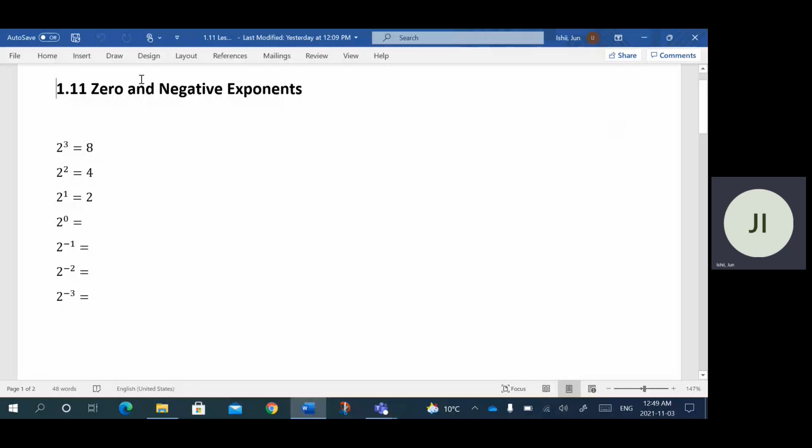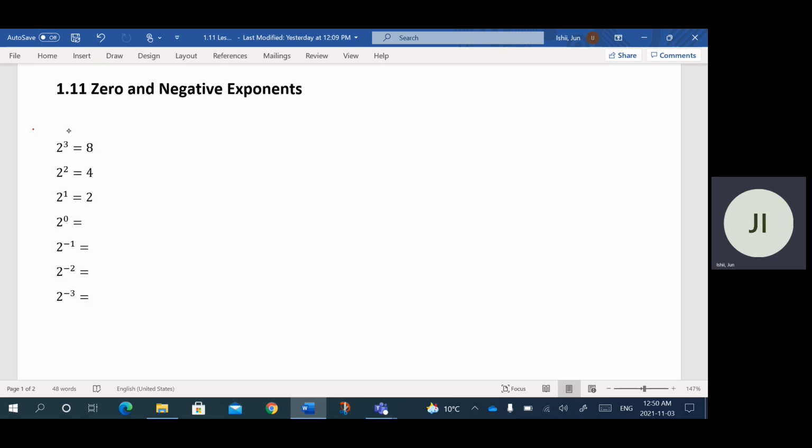Right, so in this lesson, what we're going to be looking at are zero and negative exponents. The best way to introduce this concept and draw our conclusions is to look at an example. So 2 cubed is equal to 8, right?